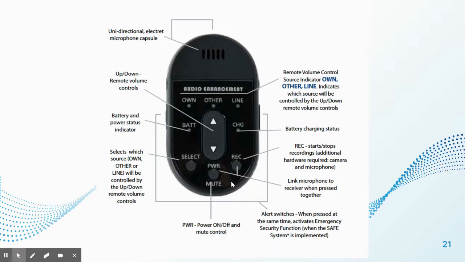If you just touch it, it's going to mute the microphone so that if you need to confer with a student or maybe take care of a behavior issue, you can mute that so that the whole class doesn't hear that conversation. If you turn it off or need to turn it off, you just press and hold that power button.